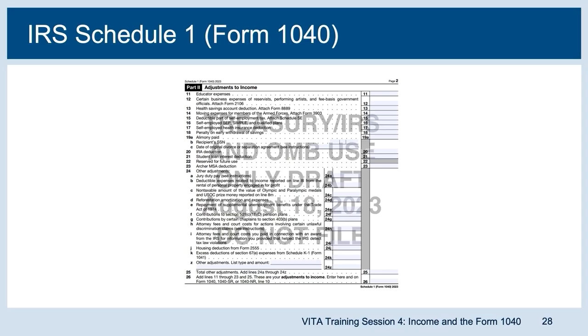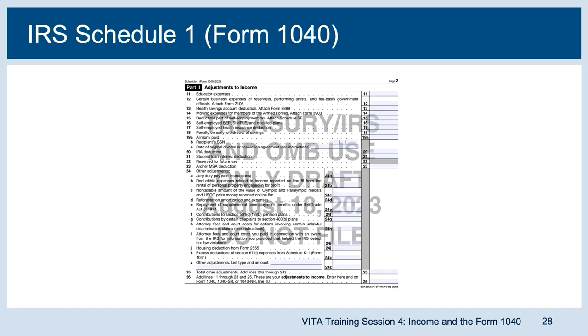Line 20, IRA deduction. A deduction may be taken for contributions made to a traditional IRA account. The limits may change each year. TaxSlayer will calculate the deduction amount for you based on the information entered. Line 21, student loan interest deduction. Taxpayers are allowed to take up to $2,500 of interest paid towards qualified student loan debt. This is capped at $2,500 per return, not per person.